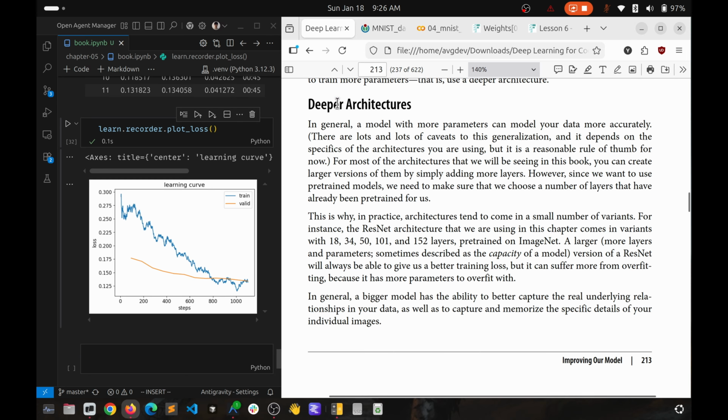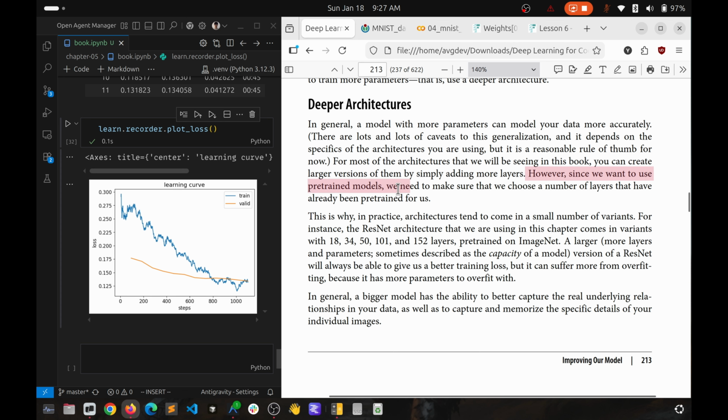Deeper architectures. In general, a model with more parameters can model your data more accurately. There are lots and lots of caveats to this generalization, and it depends on the specifics of the architectures you are using, but it is a reasonable rule of thumb for now. For most of the architectures that we will be seeing in this book, you can create larger versions of them by simply adding more layers.